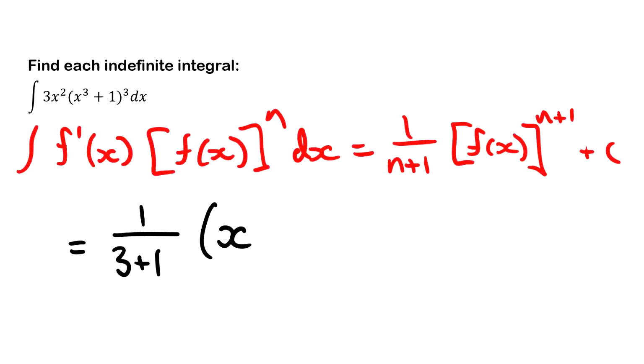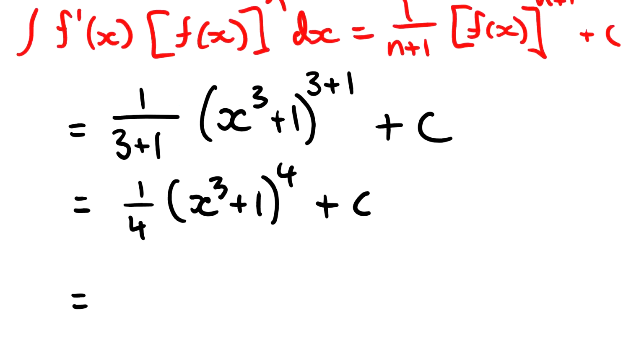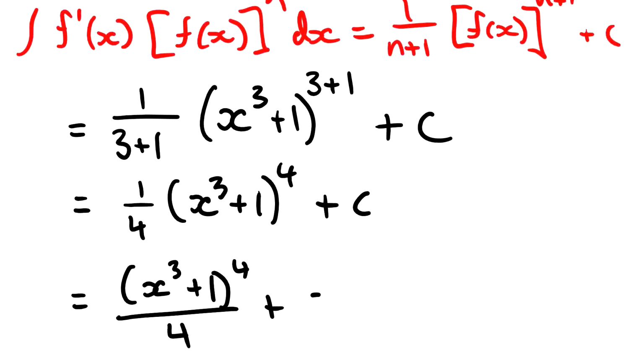We get our function, which was x cubed plus 1, and then 3 plus 1 up here. Now remember, you always have to have your c for an indefinite integral. So we get 1 over 4, x cubed plus 1 to the power of 4 plus c. And if we want, we can just tidy that up a little bit more and go x cubed plus 1 to the power of 4 over 4 plus c.